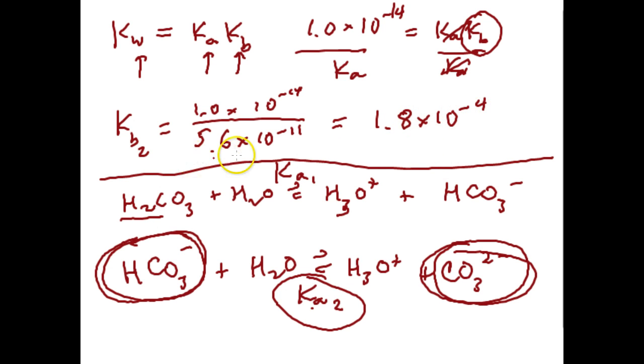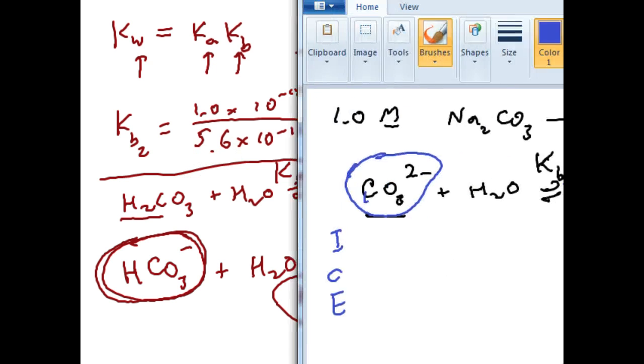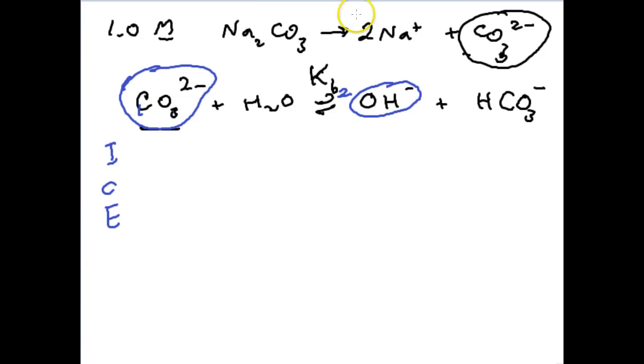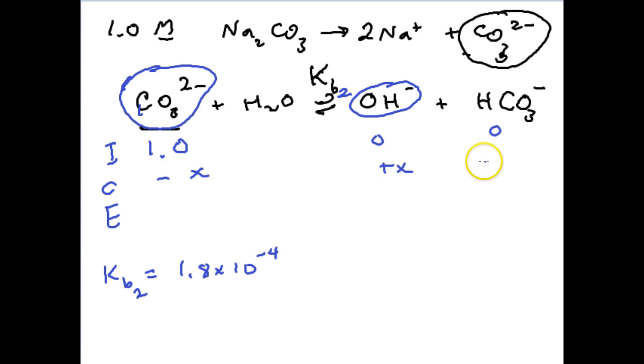So that's Kb2, alright? Now that we know Kb2, we can do this ICE problem. Before I forget, I'll write here that Kb2 is equal to 1.8 times 10 to the minus 4. So what did we have here? We had 1.0 molar initially, 0 of this, 0 of this. Equilibrium moves to the right, so I lose something here, gain something here, gain something here. At equilibrium, I have 1.0 minus x, and I have x, and I have x.